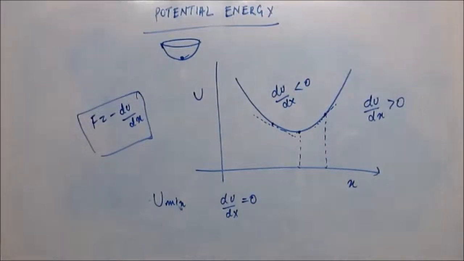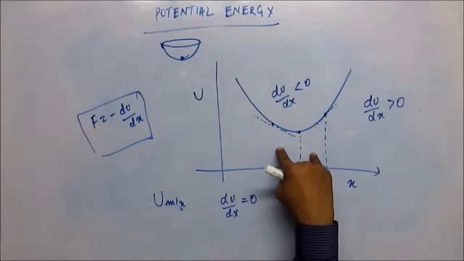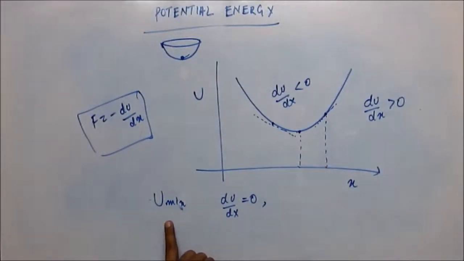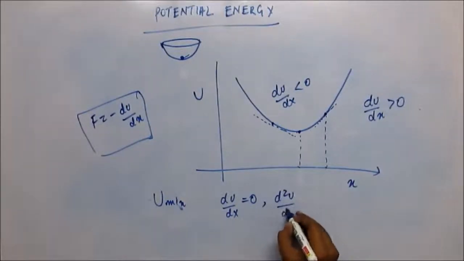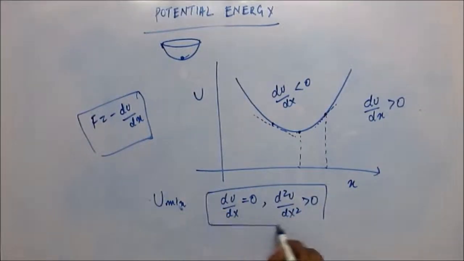Now we also saw that du by dx is 0 at minima, that's true, but du by dx is also 0 at maxima. So we have to eliminate that condition of maxima. So for minima we saw two conditions: dy by dx is 0 and d square y by dx square is positive. So clubbing both, if this is minima, then du by dx will be 0 and d square u by dx square will be greater than 0.